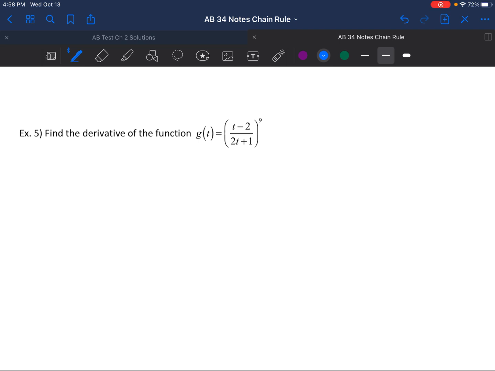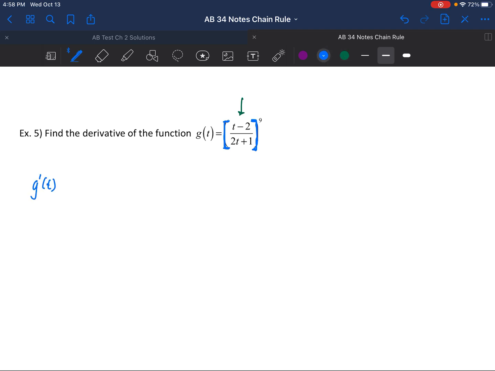Here's one with a quotient. All right, we're going to apply the quotient rule on top of this. Now, what I see is there's our exterior function. We have some interior raised to the 9th. So I will apply the power rule. And then when we get to the interior, we're going to apply the quotient rule.